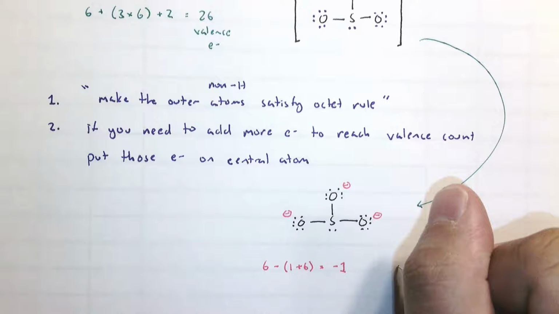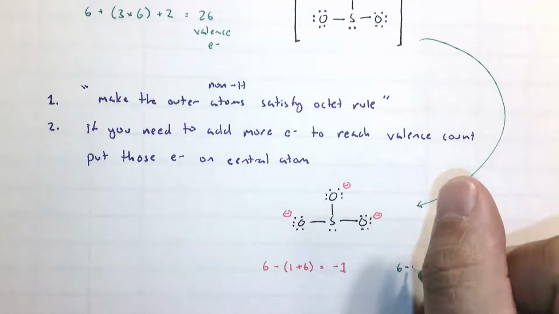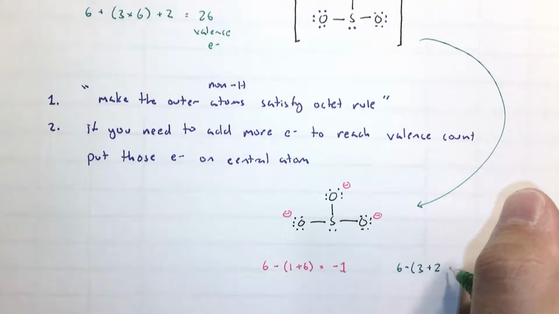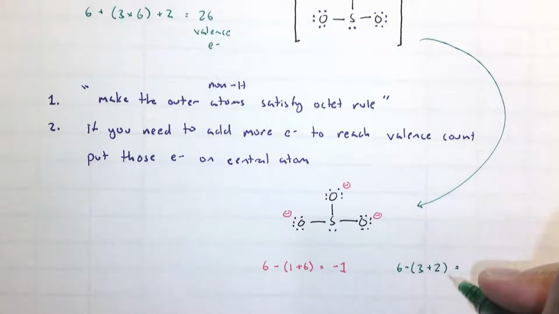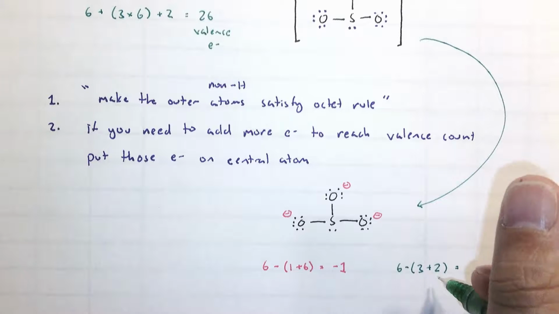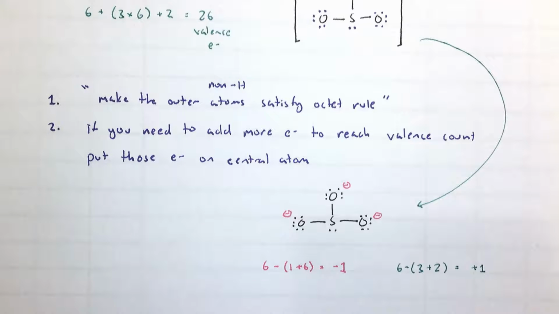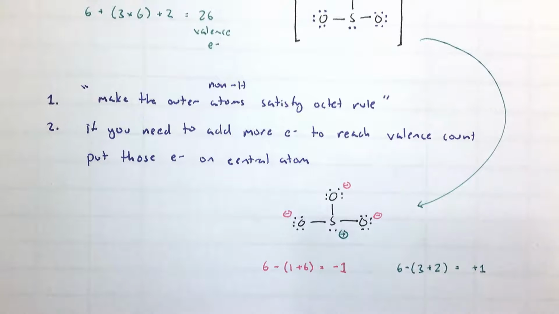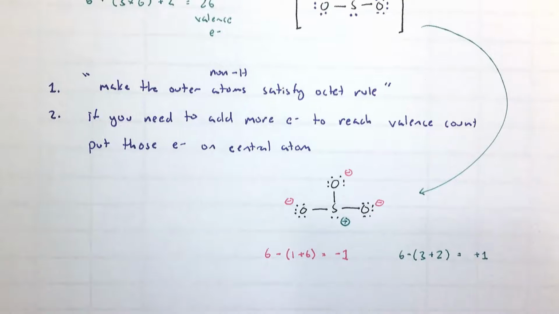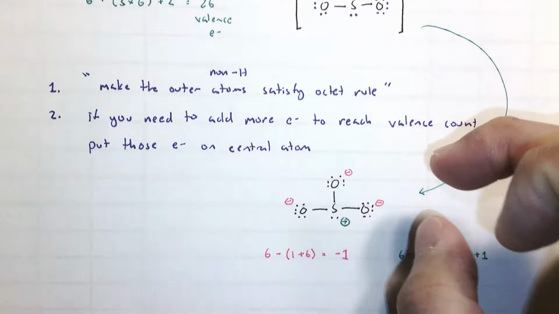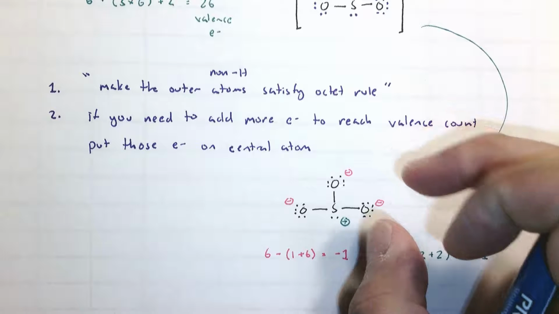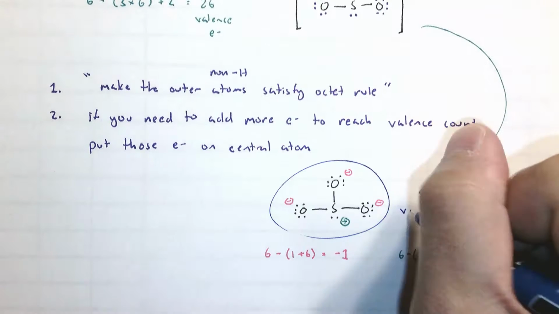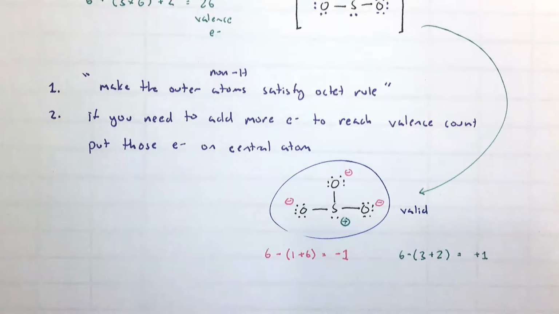The sulfur has a valence of 6 minus. It has 3 sticks plus how many balls? 2 balls. And that equals 6 minus 5, which is +1. And here we put a plus charge right there. This is actually one valid Lewis structure. So for my class, this would be valid. Okay. Valid Lewis structure.